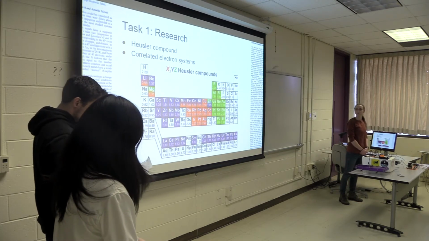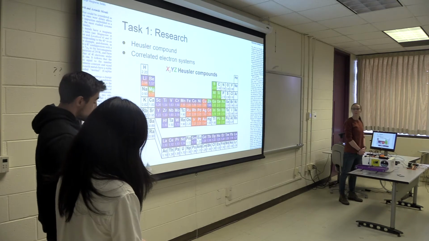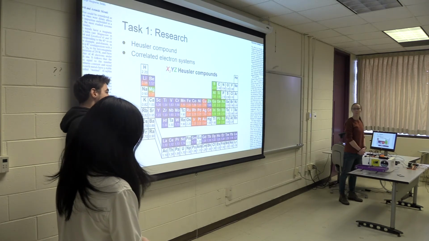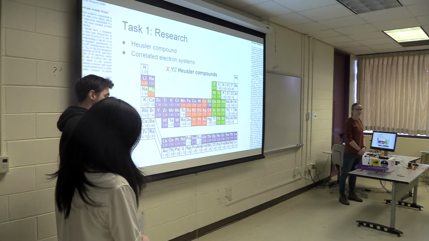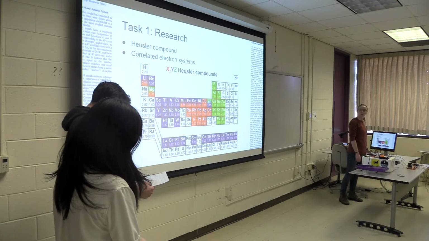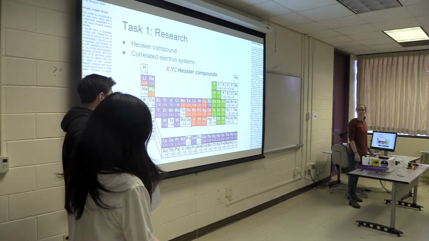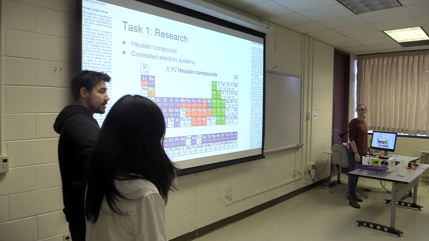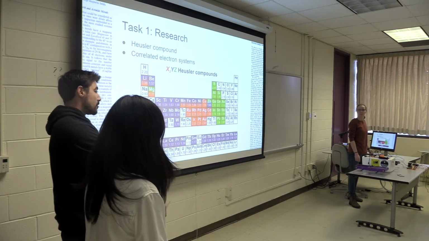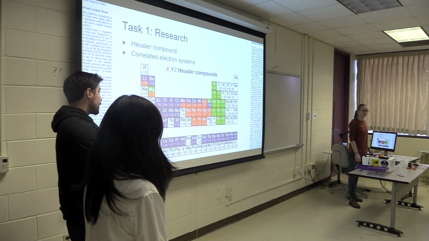So some of the properties that we're looking for are whether they're ferromagnetic, antiferromagnetic, conductors, semiconductors, or superconductors. And then the importance of this would be that we would be able to replace materials that are already being used with materials that are more abundant and maybe possibly cheaper to make.